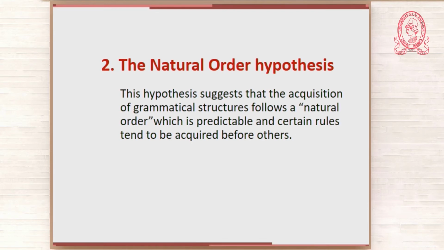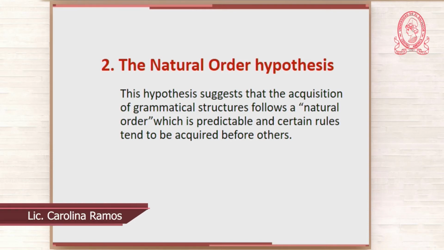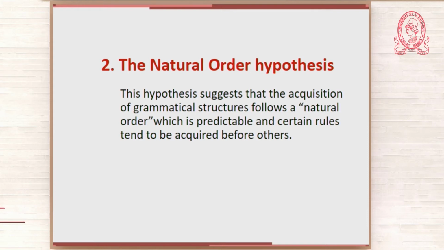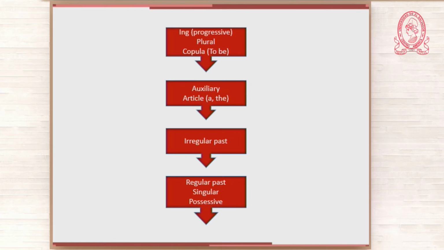Let's continue with the natural order hypothesis. According to the natural order hypothesis, learners of a second language acquire structural items in a predictable order, regardless of the order of presentation. This means that some structures are more easily acquired than others, and the order of difficulty does not necessarily correspond with what we believe is an easy or difficult structure.